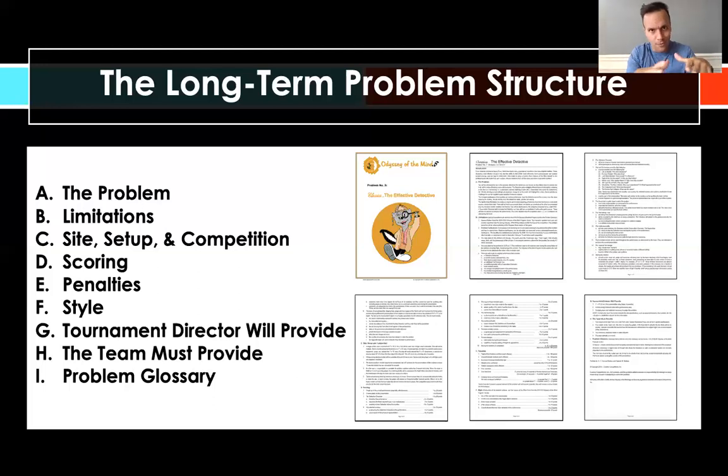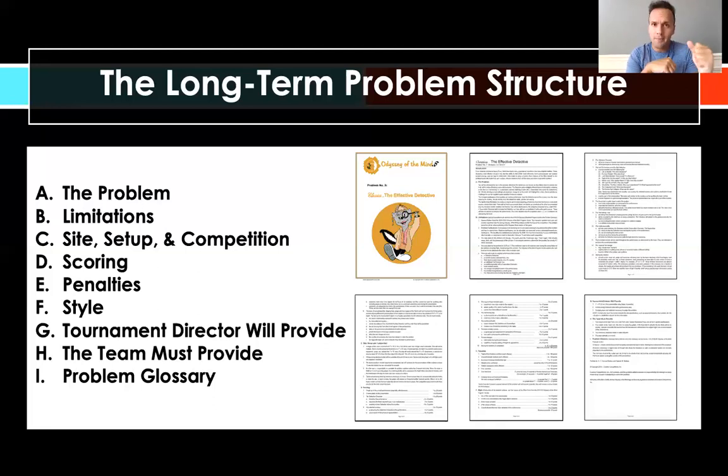D is super important. This is the scoring. This is how the judges who watch your solution are going to allocate points based on how well you solve the problem. We'll talk in detail about scoring. It gets its own lesson because it's super important, but that's where it is in the long-term problem. Following the scoring, the points that are awarded to you, come the penalties, section E. These are points that are taken away from you.